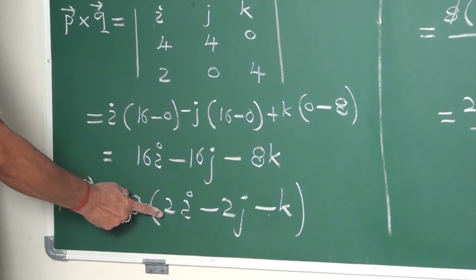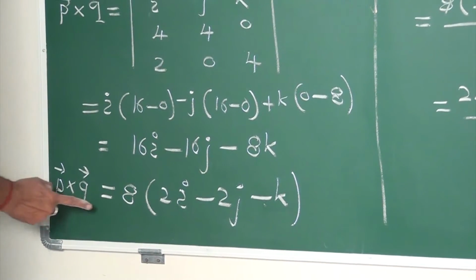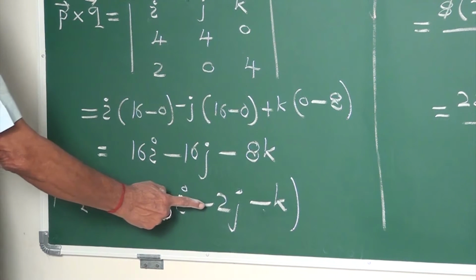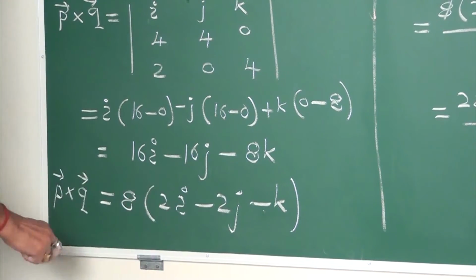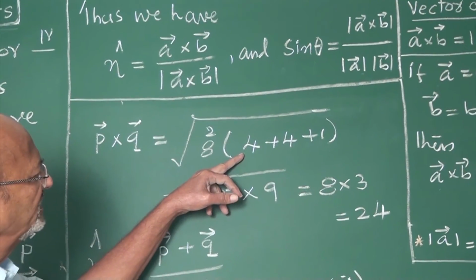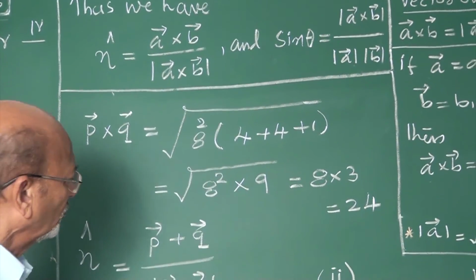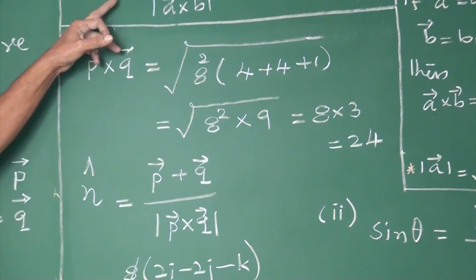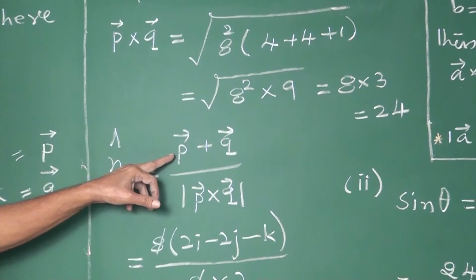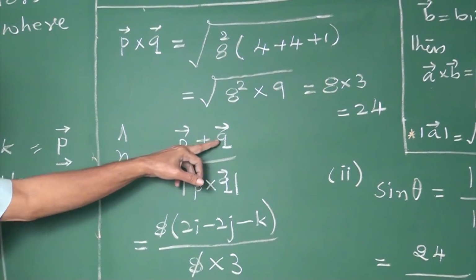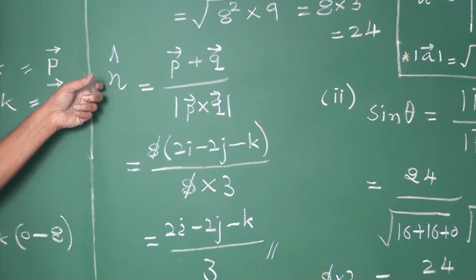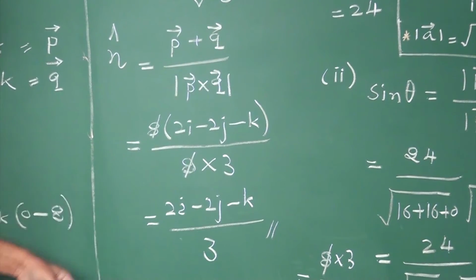8 is common. Take the magnitude of this: the square root of the square of this plus the square of this plus the square of this. I have written here, it is 8 square into 9. 9 is 3 square. 8 into 3 is 24. Therefore, the formula for eta cap is the vector upon its magnitude. Instead of a plus b and a minus b, we have taken p and q. Substitute, simplify. This is your eta cap, the answer.